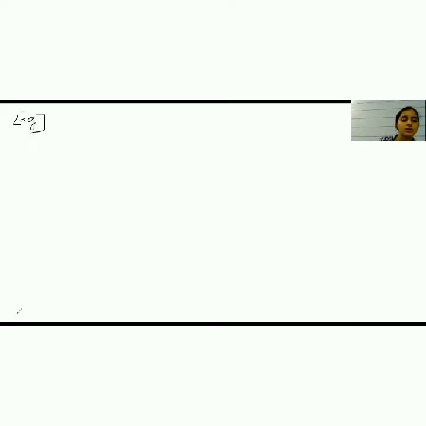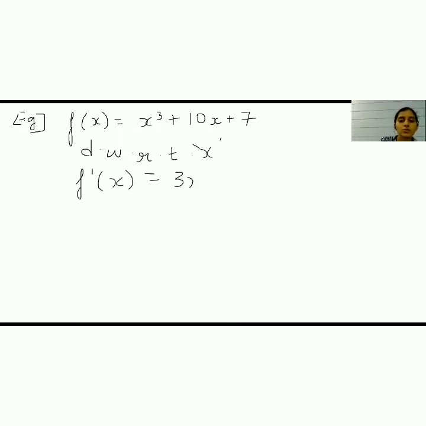So the example that I'm taking to understand what is an increasing and decreasing function: f of x is equal to x cubed plus 10x plus 7. Now differentiate this function with respect to x. So f dash of x will be equal to 3x square plus 10. Now we have to find out whether f dash of x is greater than 0 or f dash of x is less than 0.